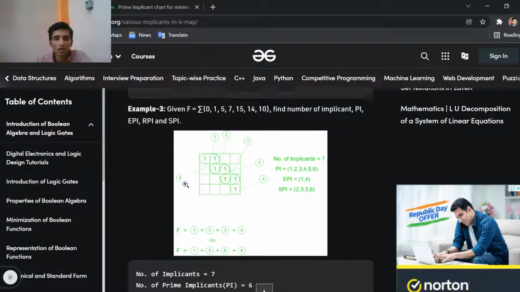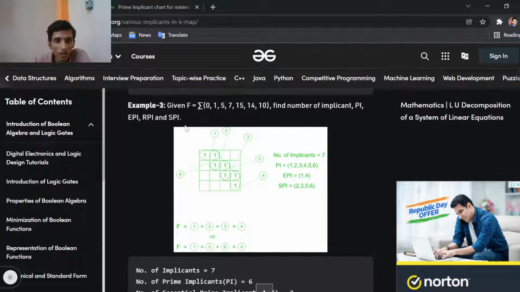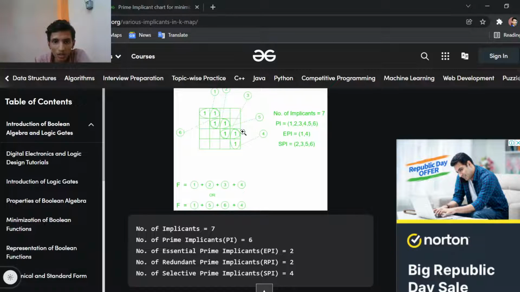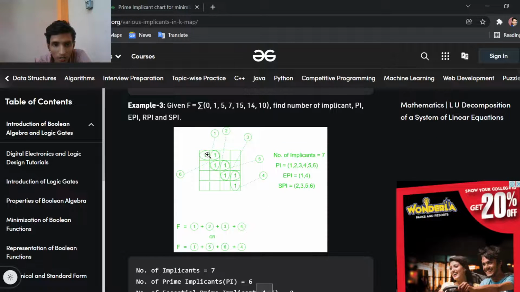So now we'll go to the third example. Here we are seeing that f is given in the form of SOP. Here we have to find the number of implicants, that is PI, EPI, RPI, and SPI. Here we can see that the total number of implicants would be equal to 8. No, actually it is 7: 1, 2, 3, 4, 5, 6, and 7.